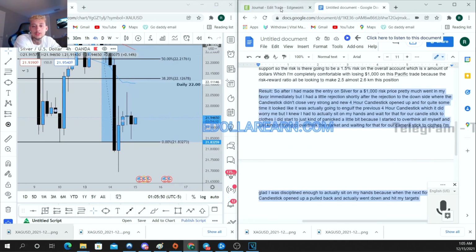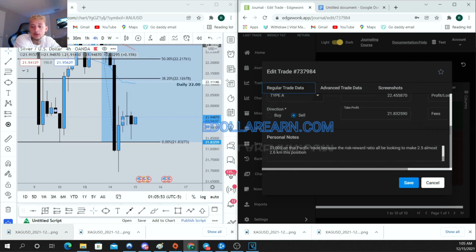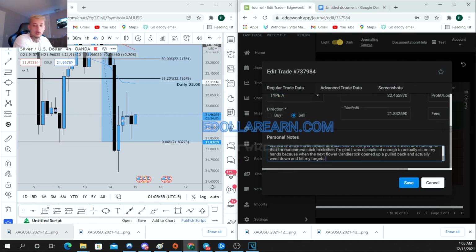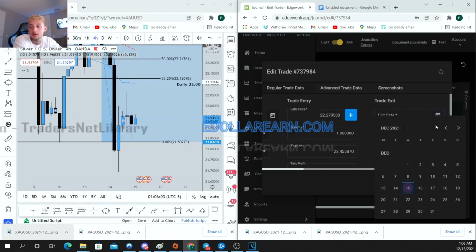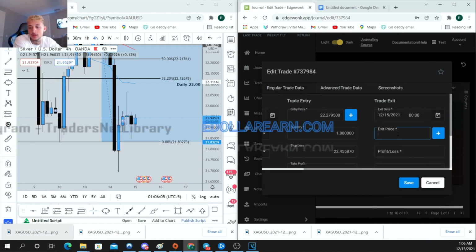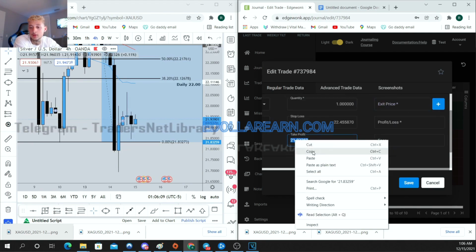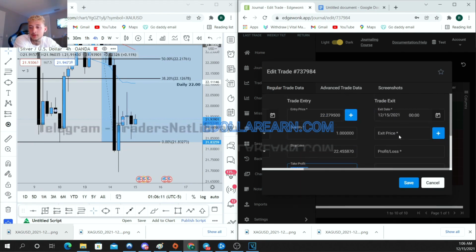All you're simply going to do is copy this result, go to regular trade data, enter here, and paste. And then you're just going to press save. Well, obviously you have to actually enter the trade here. I completely forgot. Right, so exit date, let's say it was today. Exit price is going to be our take profit, because we closed our trade here at take profit.